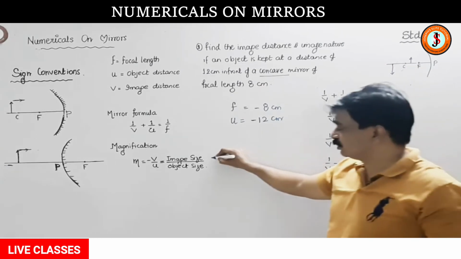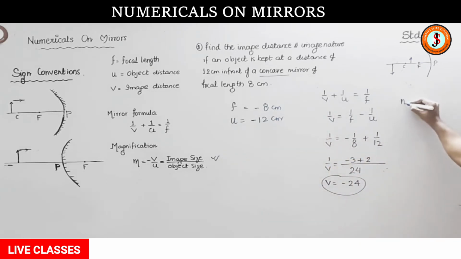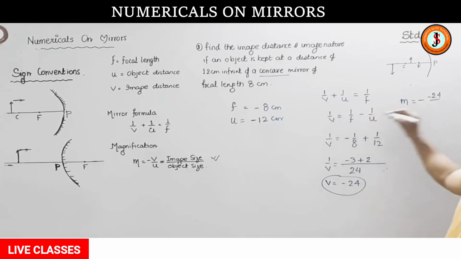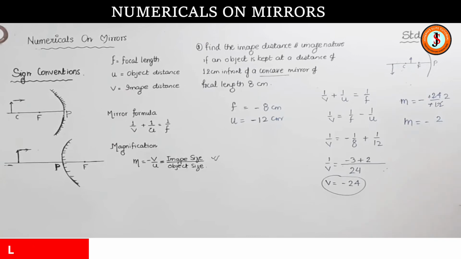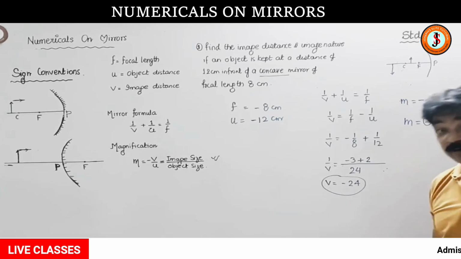So here I will explain what M is and what it shows you. M is minus V by U. So negative is in the formula. Then V is again minus 24 and U is minus 12. So minus minus cancel, and 12 2s are 24, so the magnification is minus 2. Even if it is an integer, convert it into a fraction, an equivalent fraction, that means divide by 1. Now remember, if there is a negative sign in the magnification, that means the image is always real and inverted.